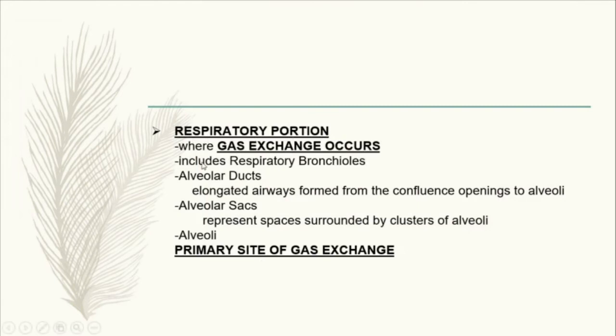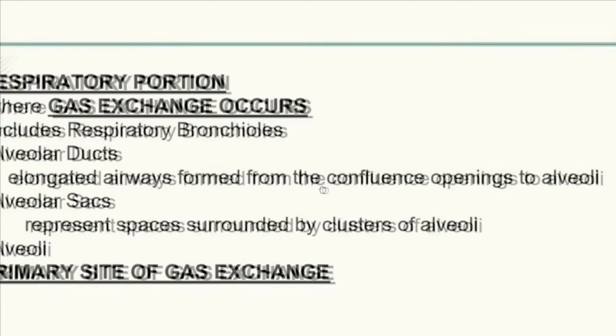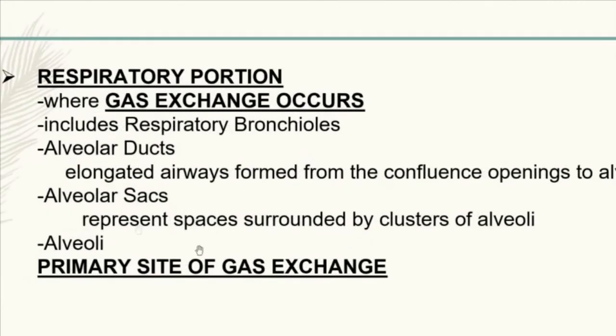When you say respiratory portion, it usually covers primarily the alveoli. It includes respiratory bronchioles, the alveolar duct, alveolar sac, and alveoli itself. The respiratory bronchioles involve both air conduction and gas exchange. Alveolar ducts are elongated airways formed from the confluence of openings to alveoli. Alveolar sacs represent spaces surrounded by clusters of alveoli. Alveoli are the primary site of gas exchange.